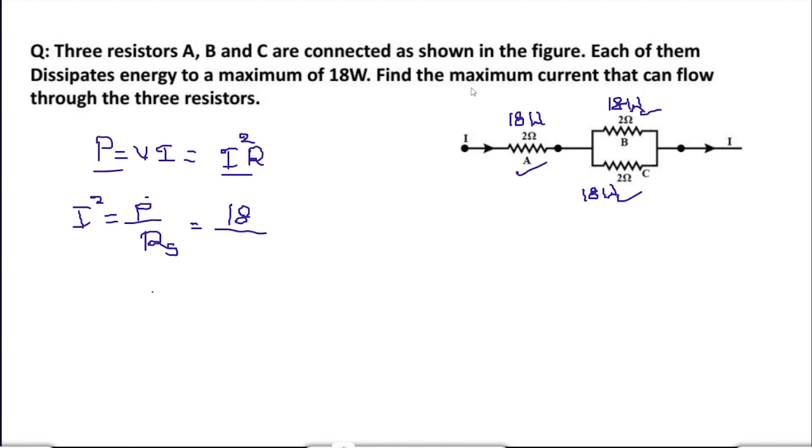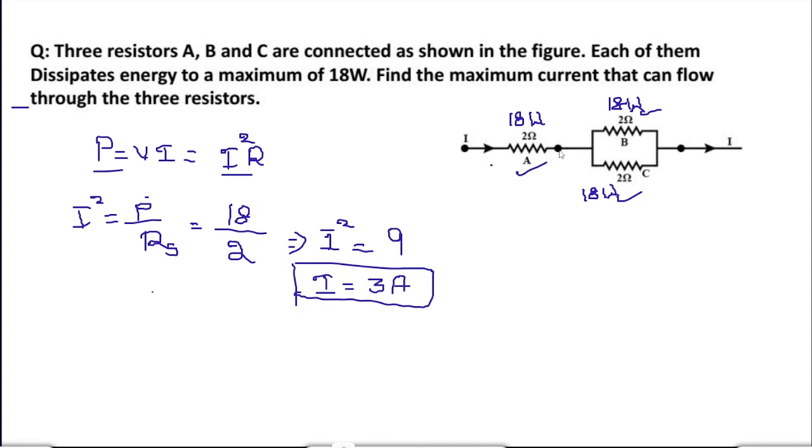So first we will find the maximum current that can flow through the three resistors. For the first resistor, I'm taking 2. So power I squared, that is, I squared equals 9, then I is plus 3. Got it? It is 3 amperes. So up to here it is 3 amperes.